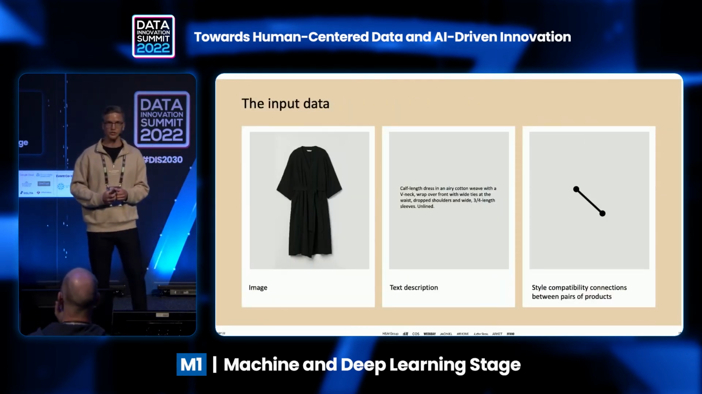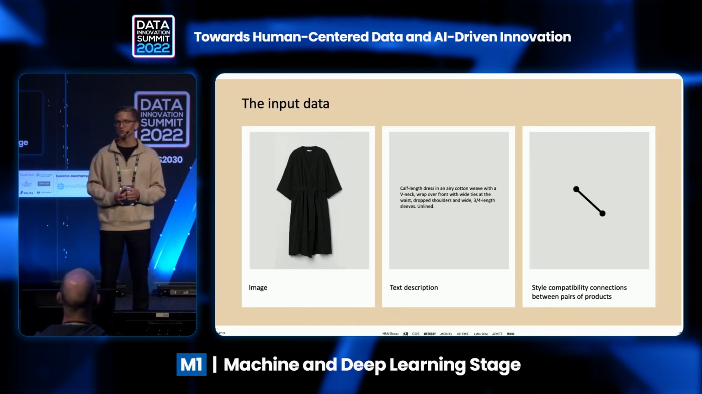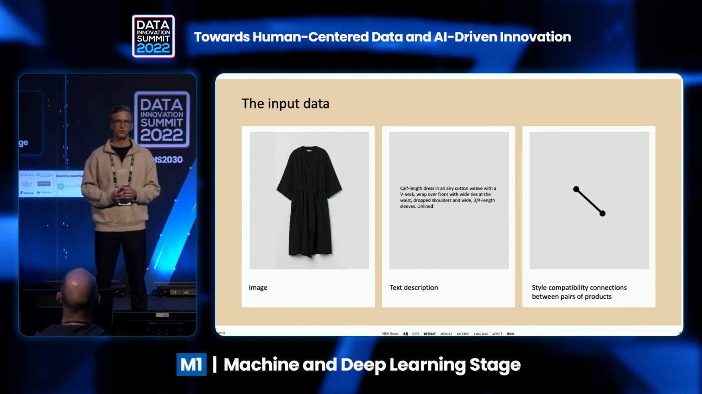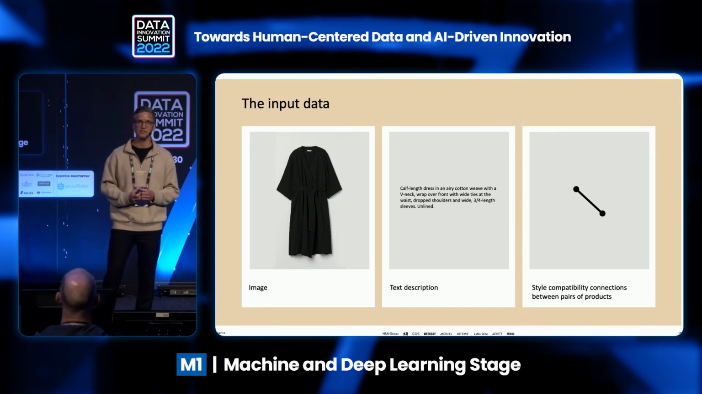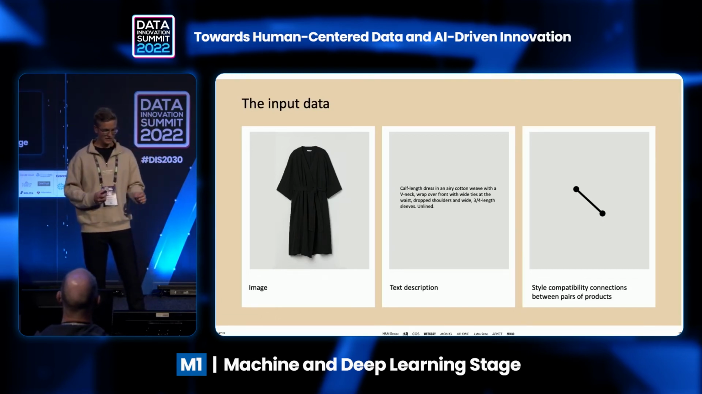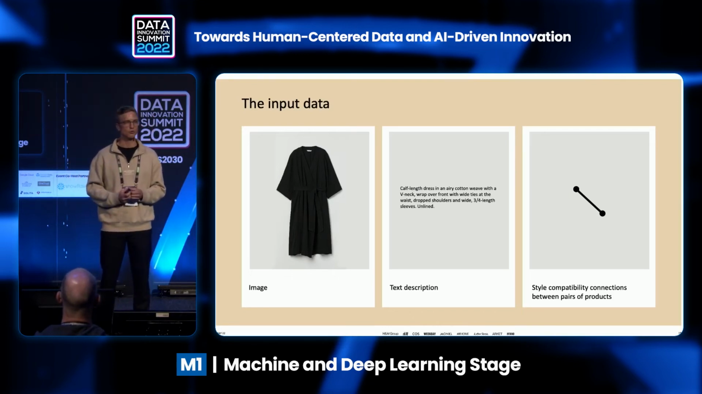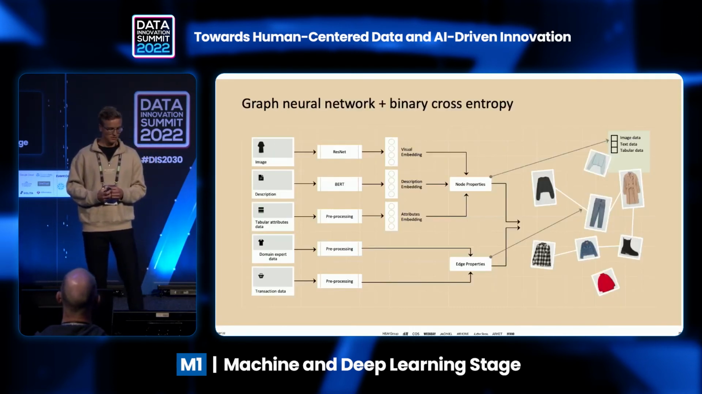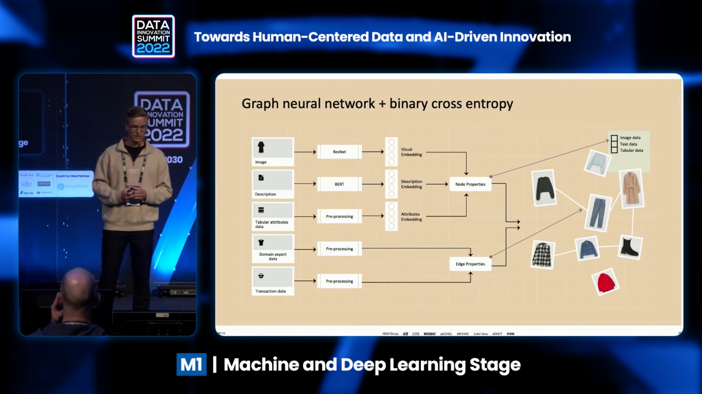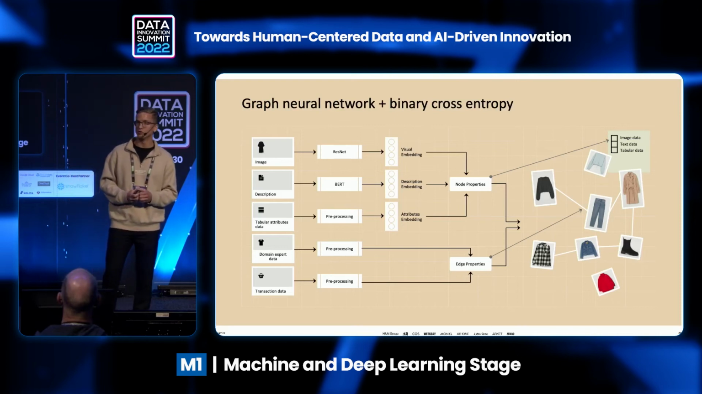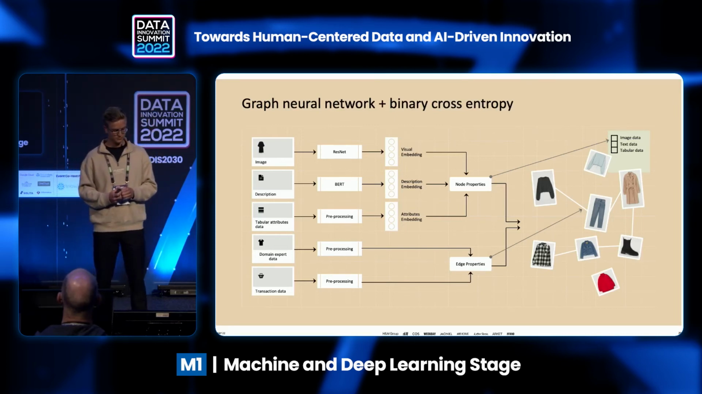The data we're using here is images of our articles. We're using the textual descriptions of the same article as well, and some style compatibility connections. And that is basically our domain experts telling us what articles go well together or not. Now we're using a graph neural network instead of the CMS network. And we're also using a binary cross-entropy loss function for creating this.